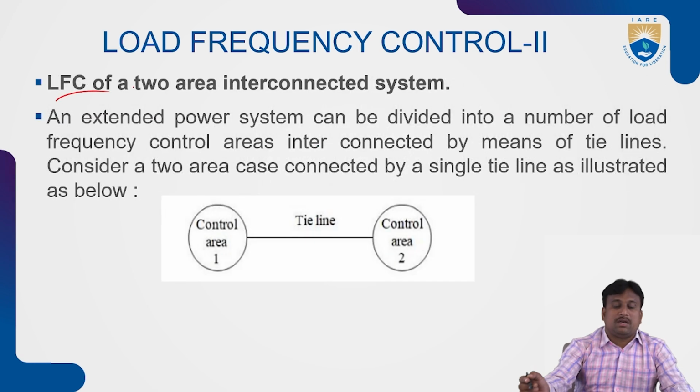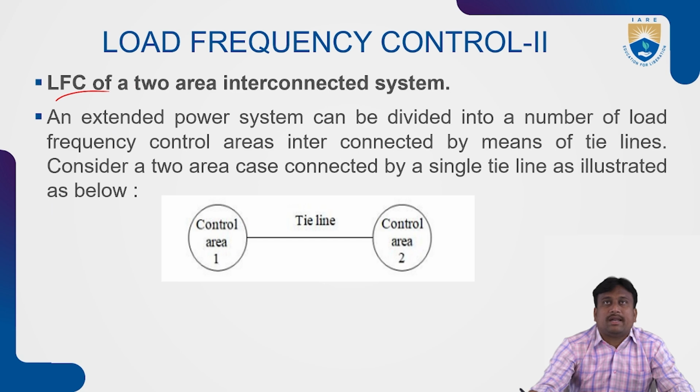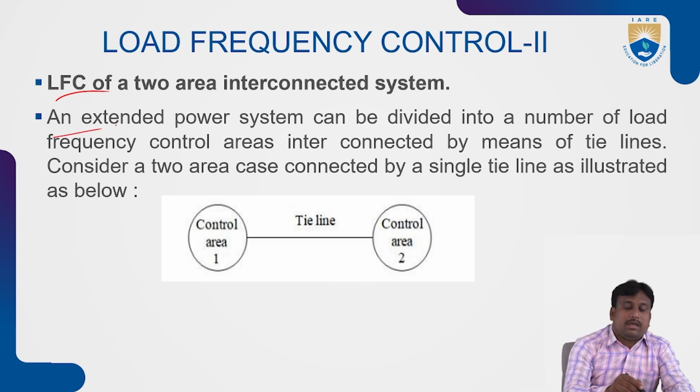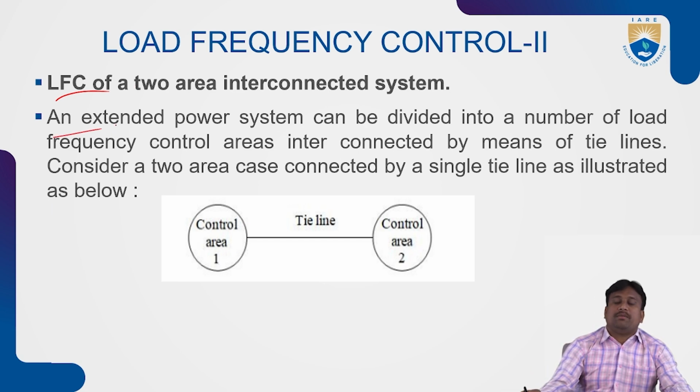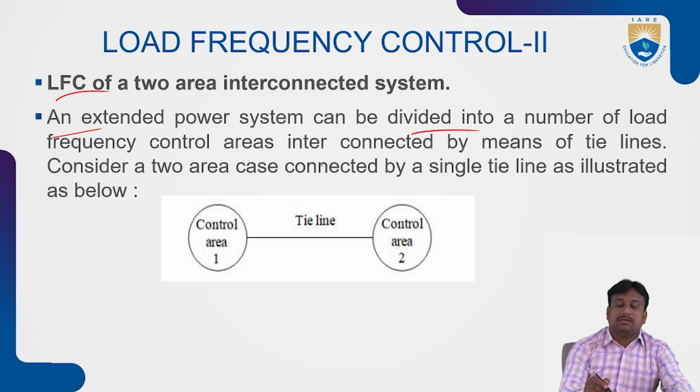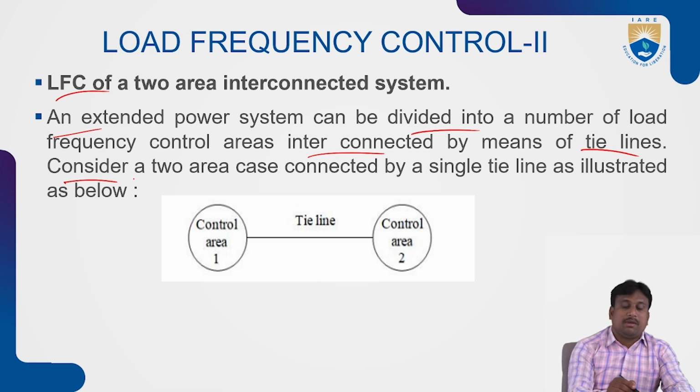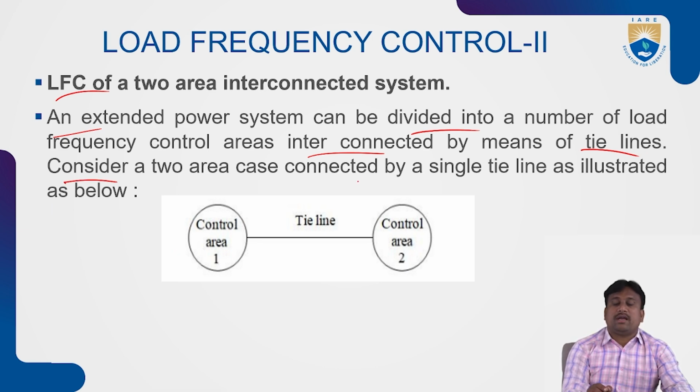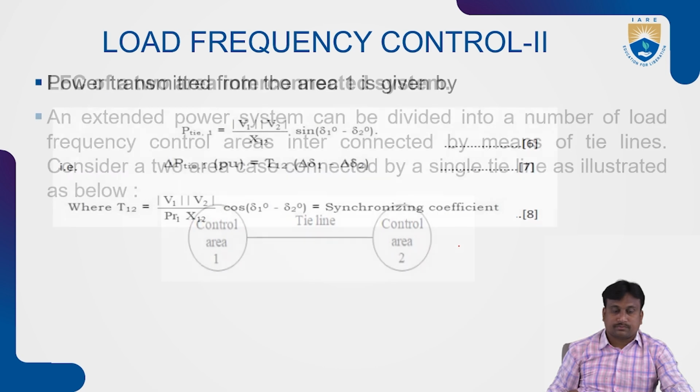So now load frequency control of a two area interconnected system. That means an extended power system can be divided into a number of load frequency control areas, which may be interconnected by means of tie lines. That may be considered a two area case connected by a single tie line, as shown here. This is control area 1, this is control area 2. They are both connected by tie lines, control area 1 and control area 2.